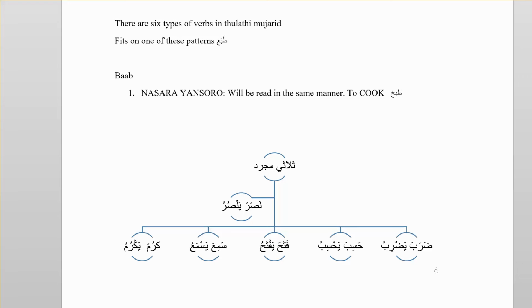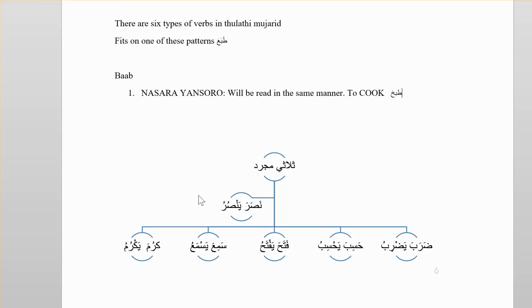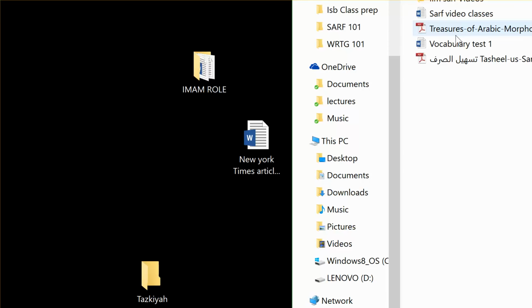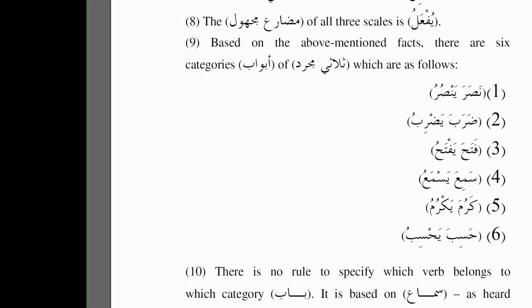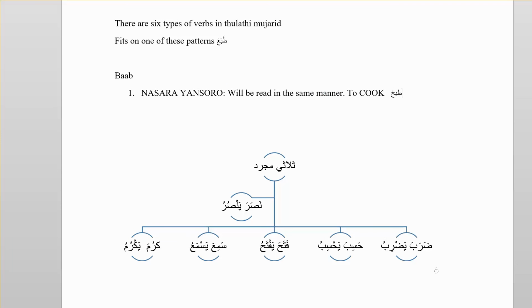Now, if we take a quick look at our textbook, on page 27, we see something: rule number 10. I'm having trouble opening that up right now, so if we just take a look at rule number 10, inshallah.